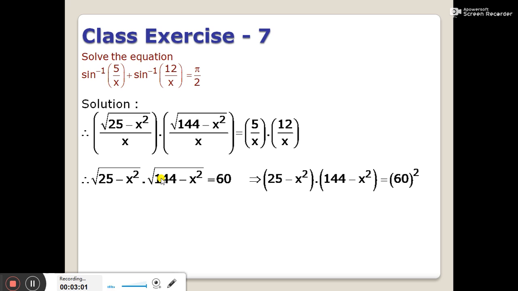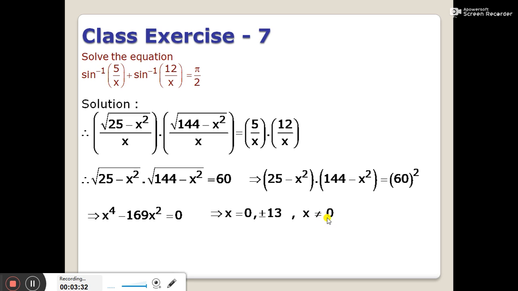Now to remove the square root, squaring both sides, you will get 25 minus x square into 144 minus x square is equal to 60 square. After multiplication and simplifying, we get x power 4 minus 169 x square is equal to 0. This implies x is equal to 0 and plus minus 13.